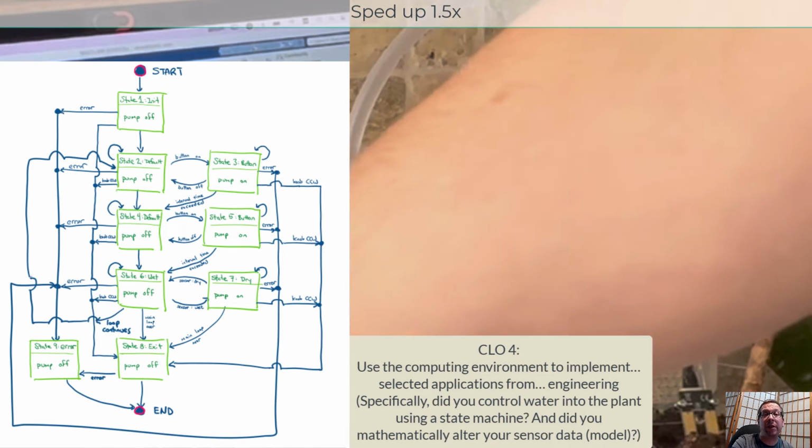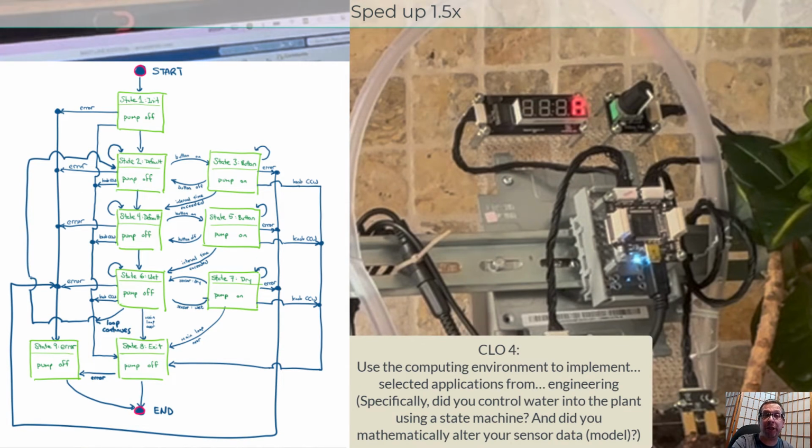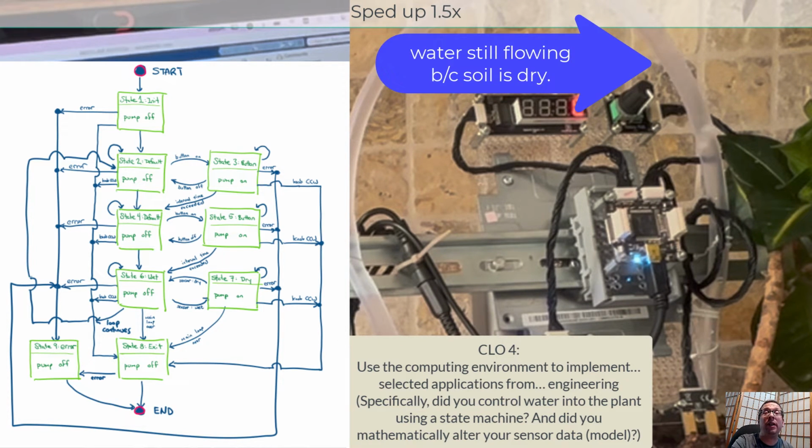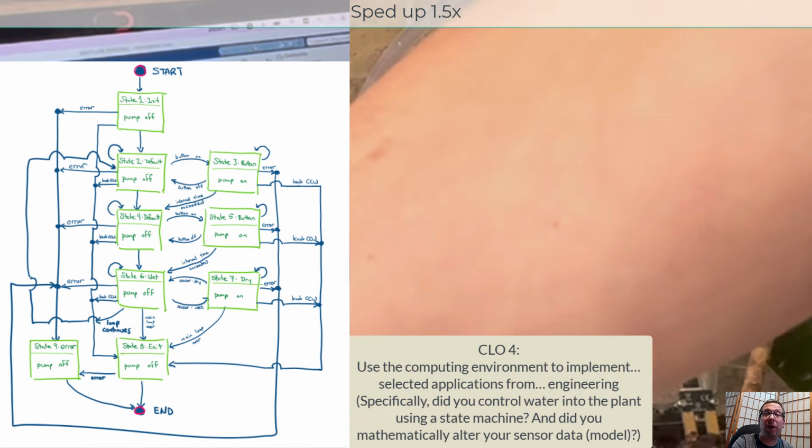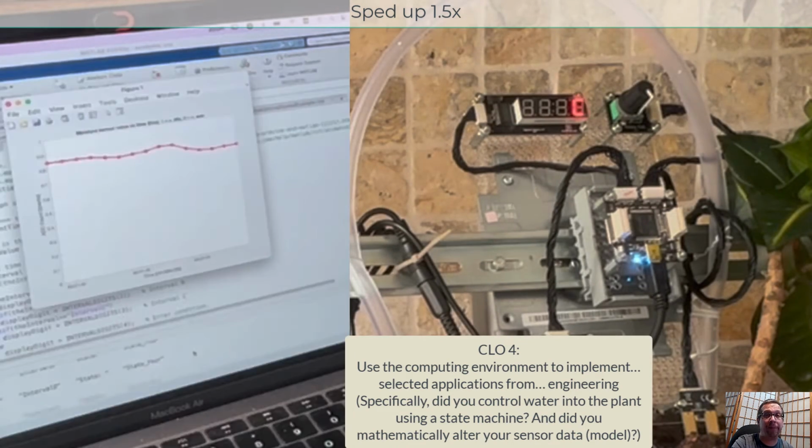For the fourth learning outcome, we have a state machine. That state machine uses time, the state of a button, and the state of the soil moisture to determine when and how much water to apply to the plant. After a certain period of time, it will time out and exit the program.